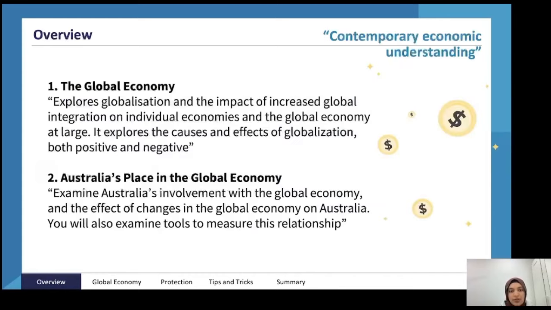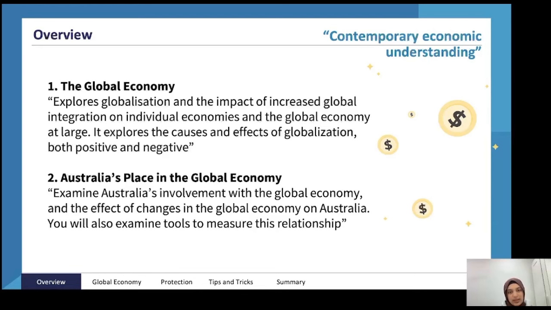So first of all, overview of the topics. The first topic is the global economy, which explores globalization and the impacts of increased global integration on individual economies and on the global economy at large. It explores the causes and effects of globalization being both positive and negative. So quite an important area to start off with in terms of understanding integration of individual economies into a global economy. And then what does globalization actually help achieve? What does it consist of?